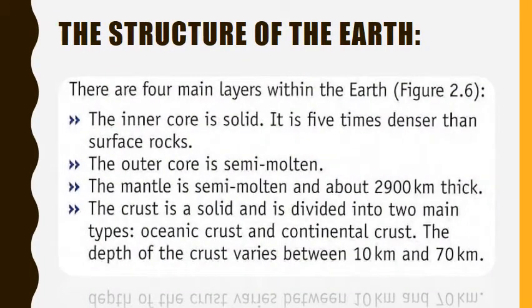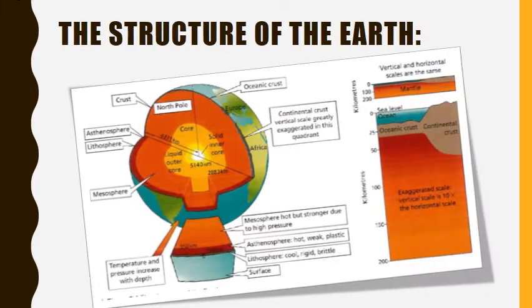The structure of the earth. There are four main layers within the earth. Figure 2.6. The inner core is solid. Here you can see the picture of the structure of earth.